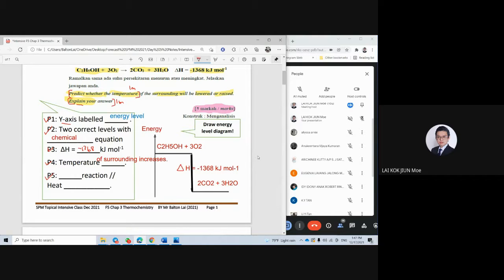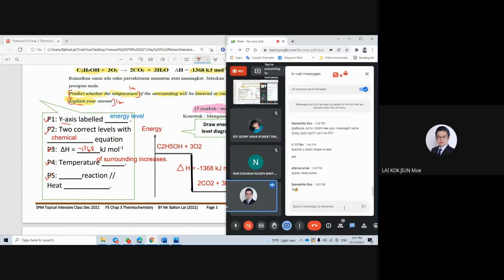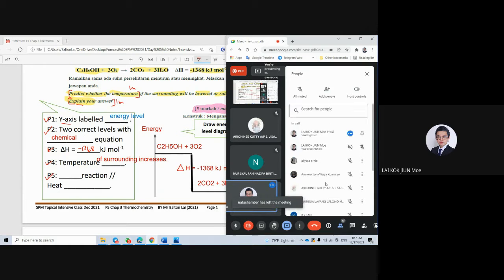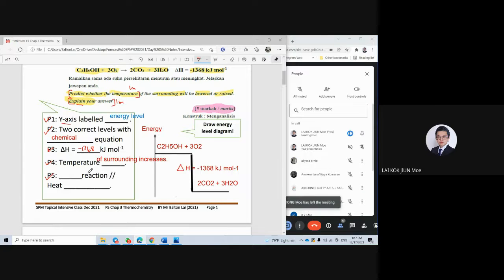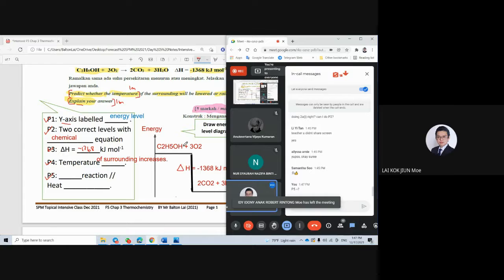The last one, point 5. Samantha, you agree? Okay, for the last question, point 5, ID? I think ID lost contact already. Okay, maybe try. Anyone can help? So this reaction is called what reaction? So we can do the summarized conclusion.